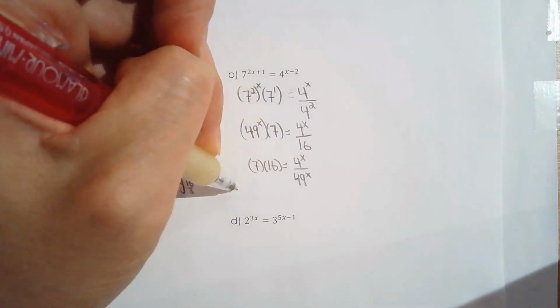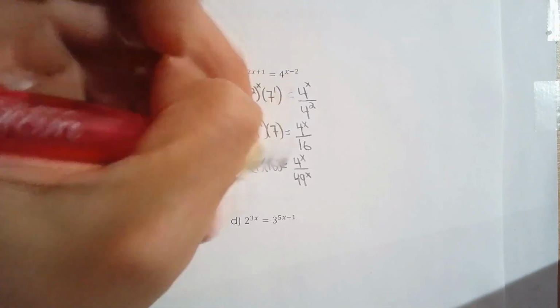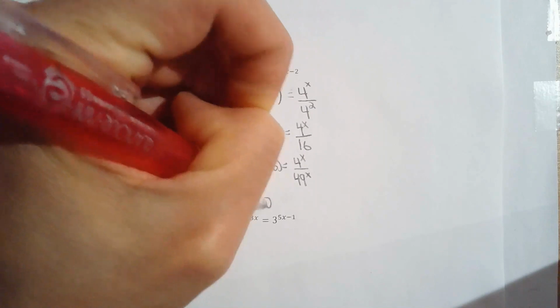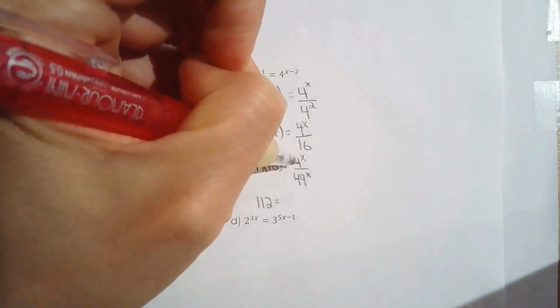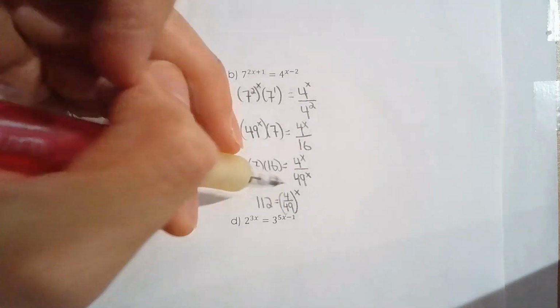Okay, so 70 plus 42 would be 112. So 112 is equal to, okay, so this is what I'm going to do. This is also a grade 9 exponent law. So 4 to the power of x over 49 to the power of x is equal to 4 over 49 all to the power of x. That's something you learn in grade 9, okay?